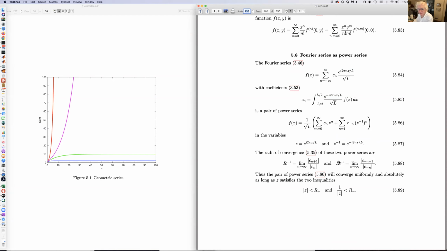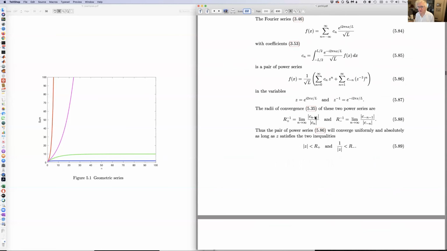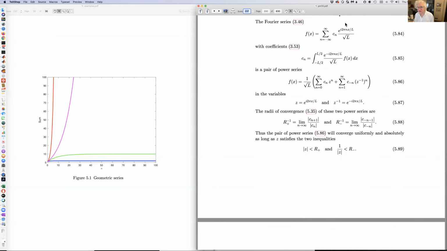And so if we compute the ratio, the radii of convergence of these things, well, we can define r plus inverse as this limit and r minus inverse as this limit, where these are these coefficients, these c_n, and the c_n are given by these integrals. And then we have that the pair of power series, which is to say the Fourier series, converges uniformly and absolutely as long as z satisfies two inequalities.